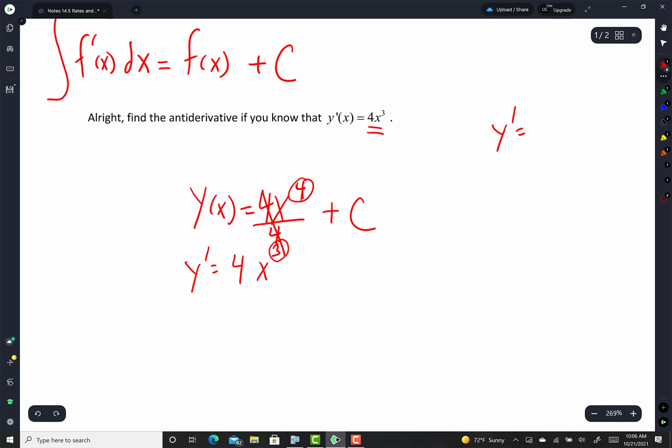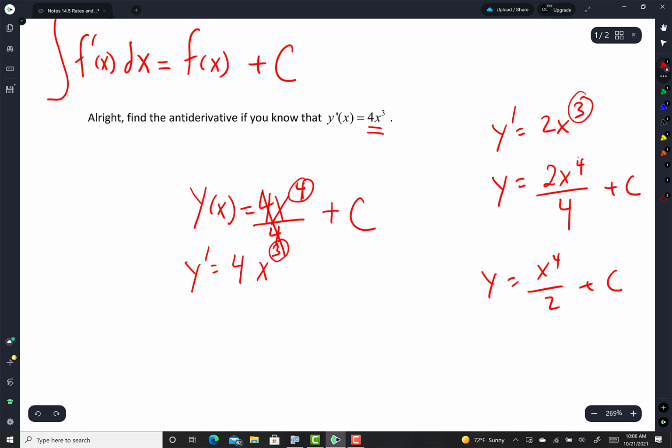Y prime equals 2x to the third. A little more complicated. So what is y? Y equals, add 1 to that exponent, what is that? 4th, and then divide by 4, and then put plus c. Now see if it works. Y equals, 2 and 4 reduce, x to the 4th over 2 plus c. If you take the derivative, 4x cubed over 2, 4 over 2 is 2, so it works.